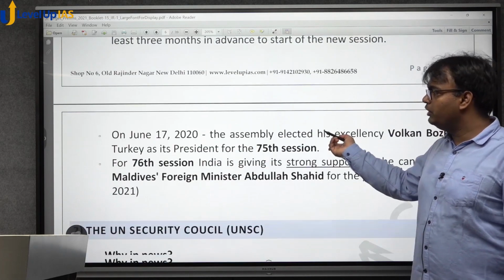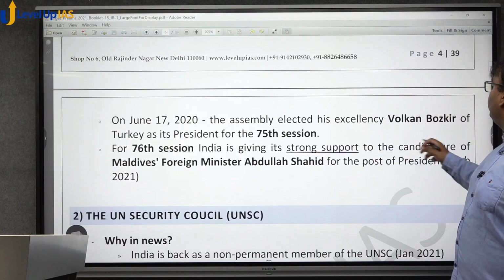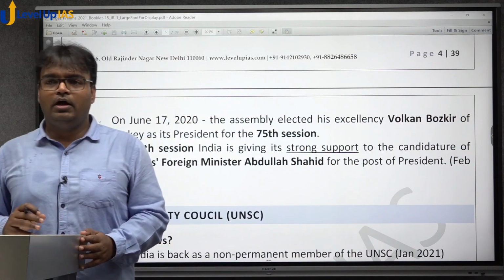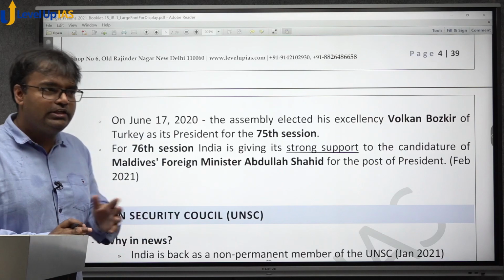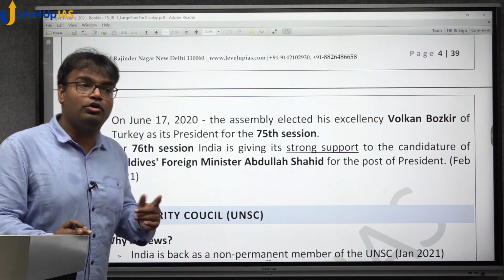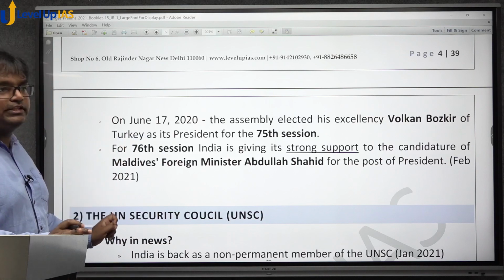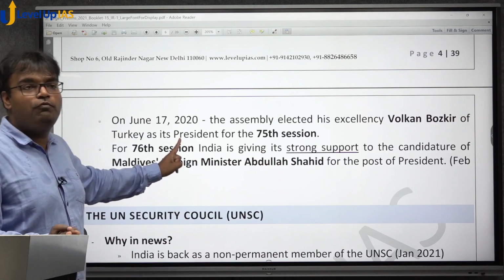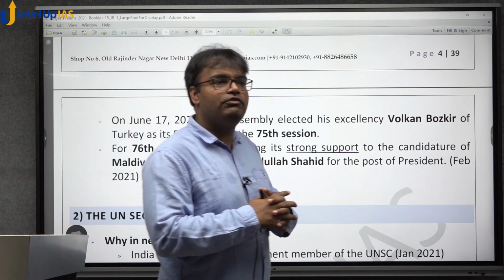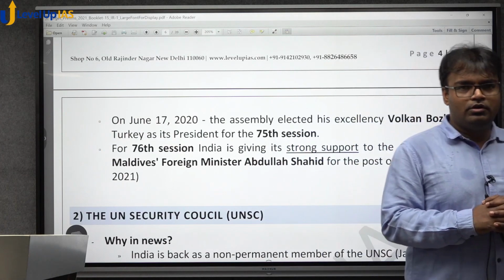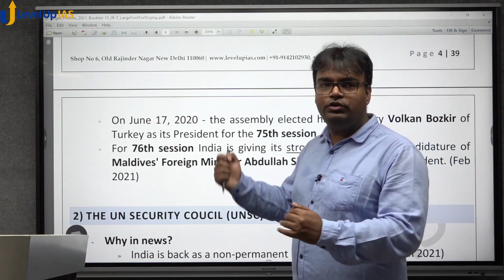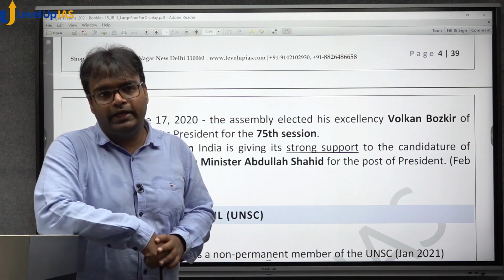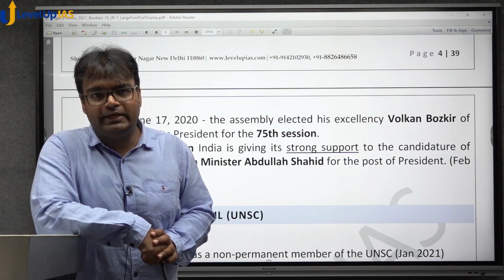So last year, in June 2020, Volkan Bozkir was appointed as the president of the 75th session. But this year, I'm specifically covering it because recently it has been in news that India has been pushing a lot that for the 76th session, the presidency should go to Abdullah Shahid, who is the foreign minister of Maldives. So India-Maldives relations have improved over the last 2 years. India here also in United Nations General Assembly has been supporting Maldives foreign minister to become the president of United Nations General Assembly.